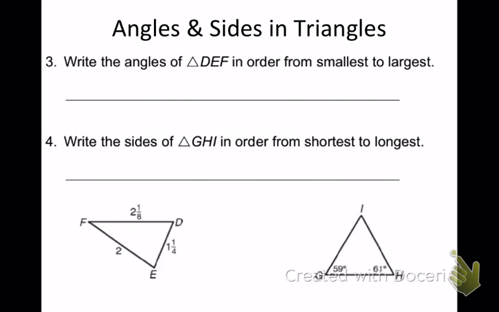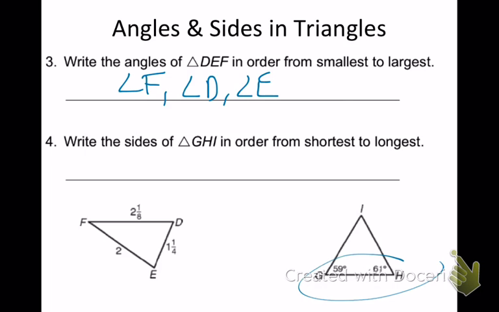All right, number 3. I want to write the angles of triangle DEF in order from smallest to largest. Anderson, what do you got? FDE. So I want angle F, followed by angle D, and then followed by angle E. Nice job. Number 4 says write the sides of triangle GHI in order from shortest to largest.